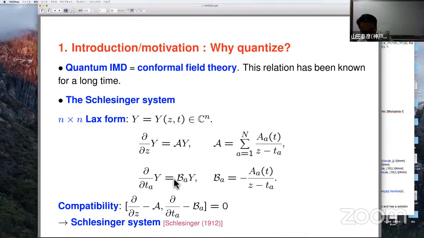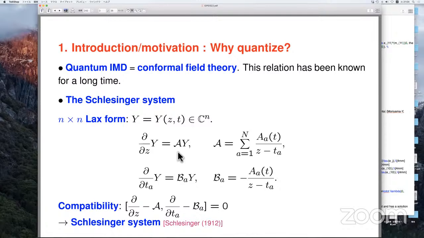First, I will explain some motivations for the quantization of the isomonodromic deformations. So one of the fundamental backgrounds on this subject is the relation between the quantum isomonodromic deformation and conformal field theory. And this relation has been known for a long time. And I will show some well-known examples.